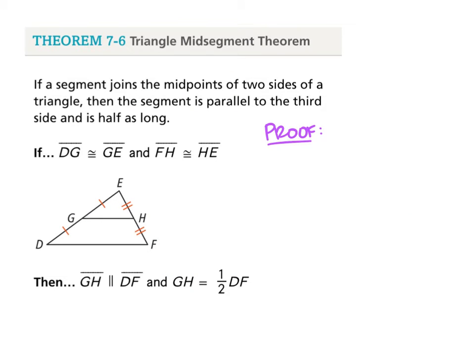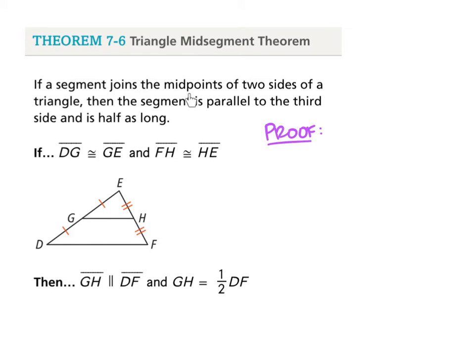Now our next theorem is called the triangle midsegment theorem. We've talked about midsegments before when we talked about trapezoids. We said that a midsegment in a trapezoid joins the midpoints of the two legs of the trapezoid, and we're going to have something similar with the midsegment on a triangle.